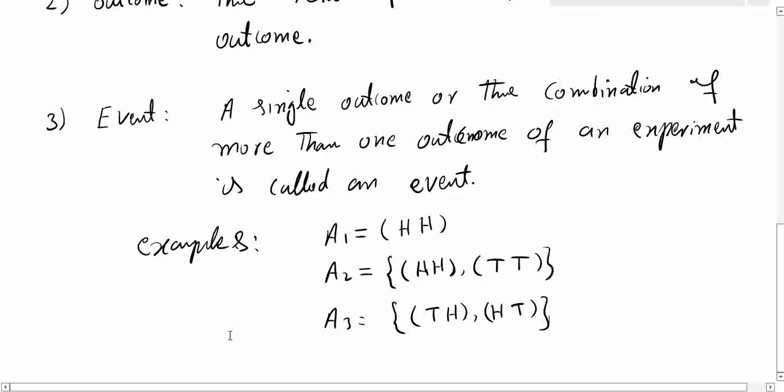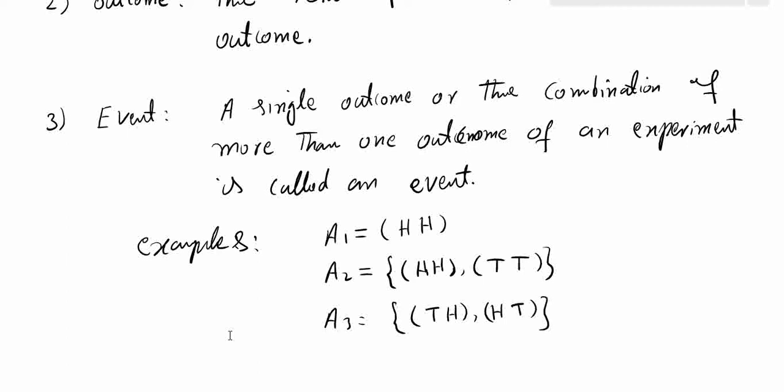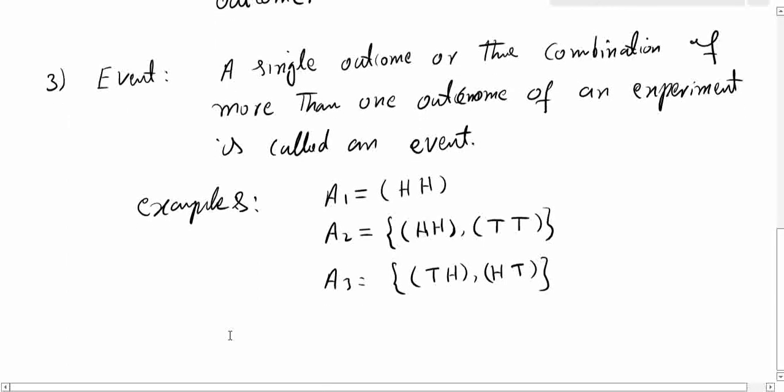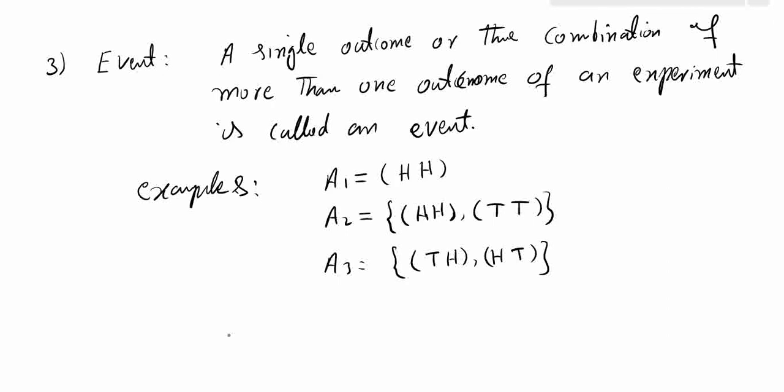So in this video tutorial we learn about experiment, random experiment, outcome, and event. And now let's come to the probability. What is meant by the probability?